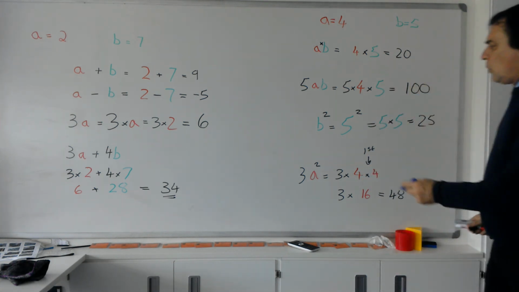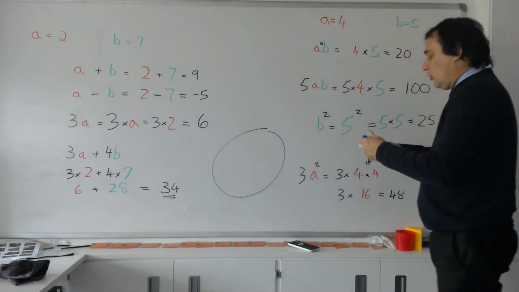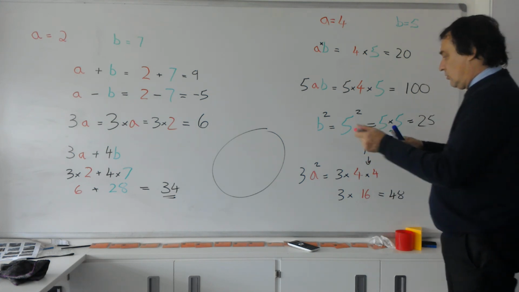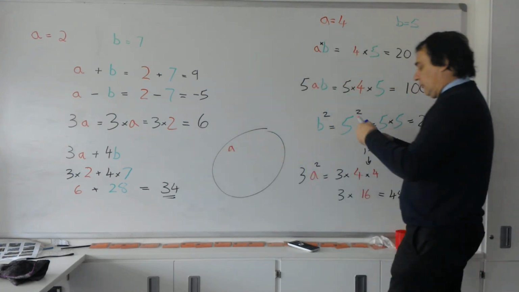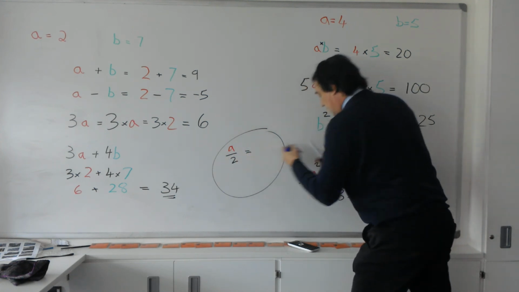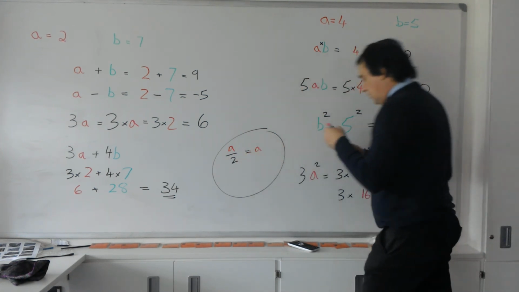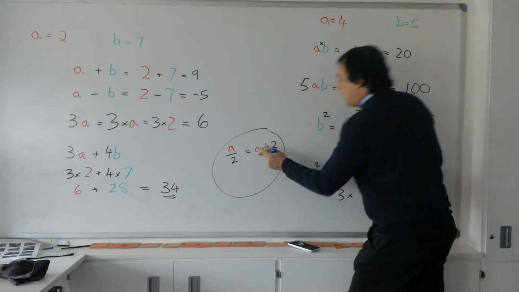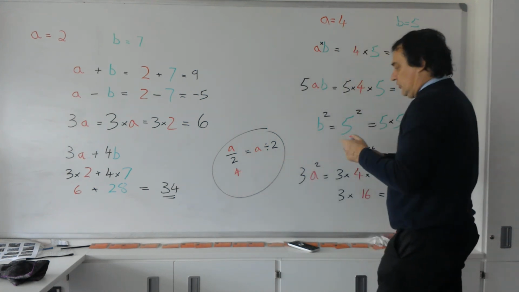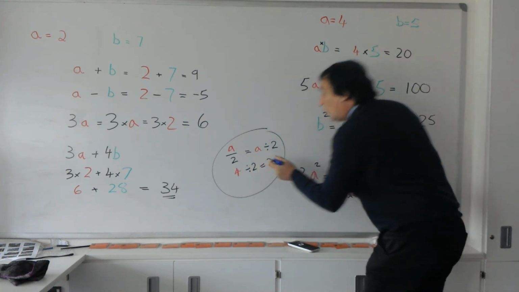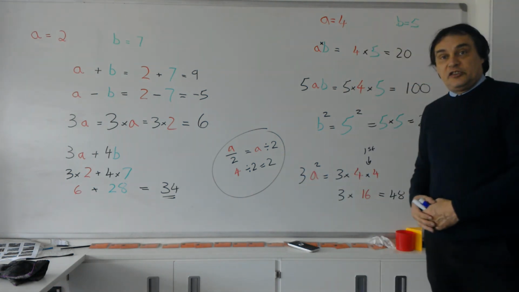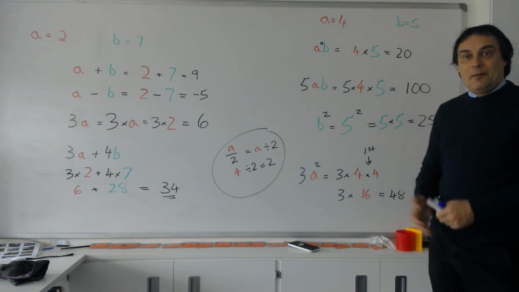And just one other thing, quickly. Supposing I've got something like A over 2, you might have it as a fraction, some people might see it. Now that's the same thing as A divided by 2, you might see it like that. So if you ever see something like that, that would just simply be 4 divided by 2 equals 2. So hopefully that's covered everything you need to know about substitution when you've got positive numbers to substitute into.